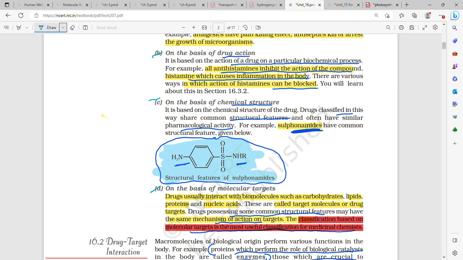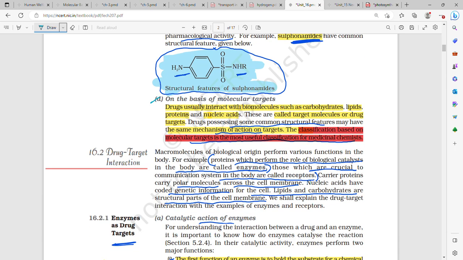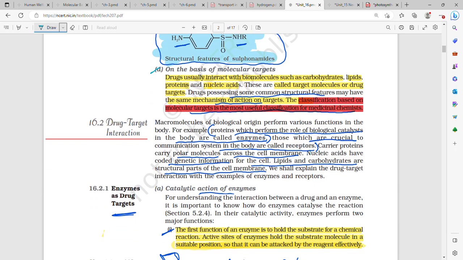Then on the basis of structure, sulfonamides are a common structural family. So they can be classified by the way they share common structural features, because when they have common structural features, they will most of the time also have similar pharmacological effects when used. And also on the basis of molecular targets, basically they interact with molecules such as carbohydrate, lipid, protein, nucleic acid, and all of these are called target molecules or drug targets, and they may have the same mechanism. So the classification based on molecular target is most useful for medicinal chemists.